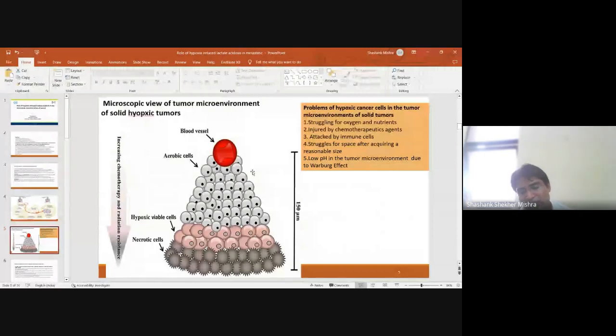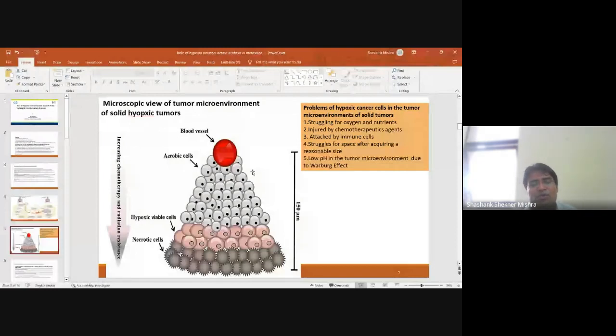Solid tumors generally have different types of cells. In a microscopic view, you will find different types of cells. The first type of cells lie near the blood vessels. These are aerobic cells or normoxic cells. These are cancerous cells, but they are getting a sufficient amount of nutrients and oxygen. So these are also known as aerobic cancerous cells or normoxic cancer cells.